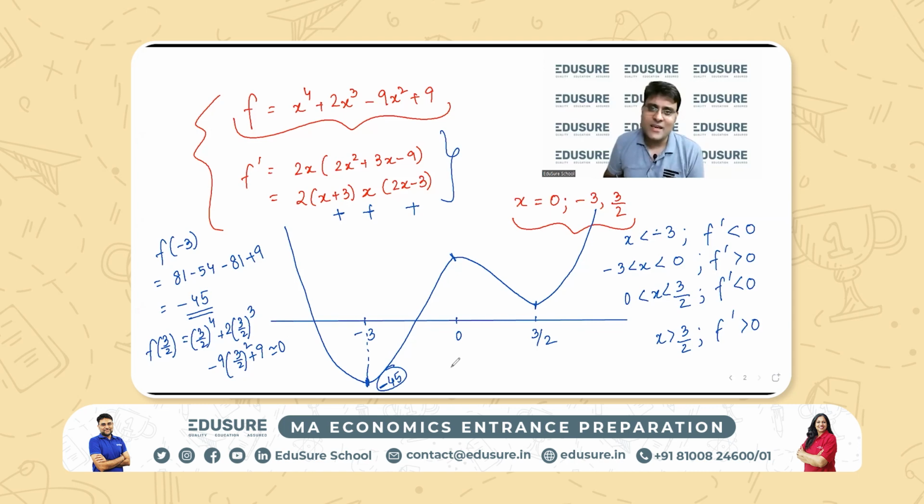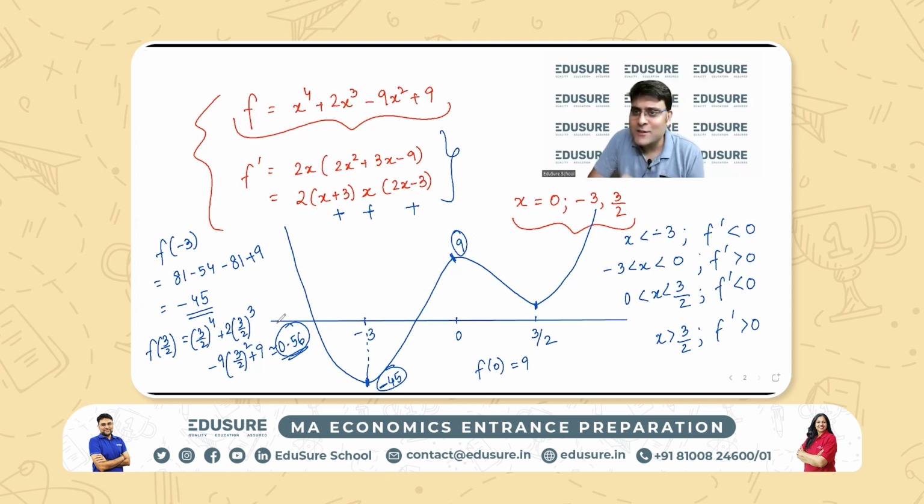And f0 is a very easy value to find out. Just put x is equal to 0 here. f0 is 9. So this is definitely 9. This is minus 45, this is 9. And this value is barely positive, very close to 0. It is 0.5625. So I was right, it's approximately 0. Wow, I was quite accurate. About 0.56 is what you will get at 3 by 2.